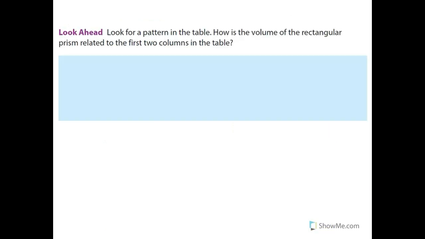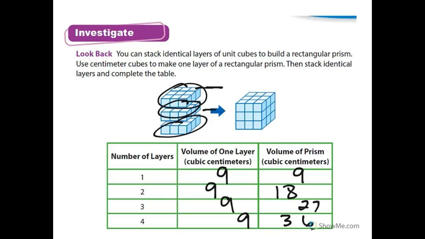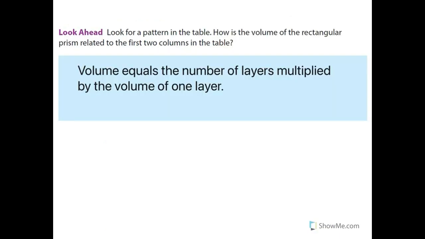Alright, and then our look ahead says, look for a pattern in the table. How is the volume of the rectangular prism related to the first 2 columns in the table? And here's what I'm going to say. Volume equals the number of layers multiplied by the volume of one layer. So in other words, our number of layers times the volume. So 2 times 9, 18. 3 layers times 9, 27. 4 layers times 9, 36. So volume equals the number of layers multiplied by the volume of one layer.